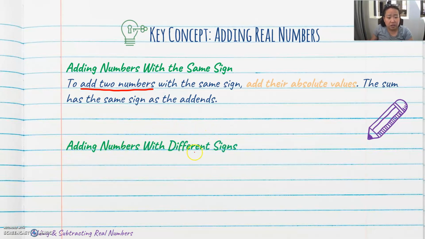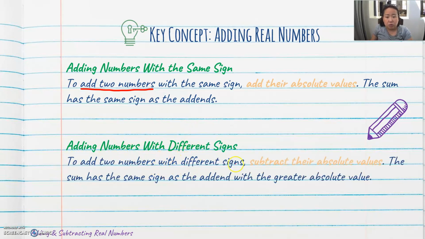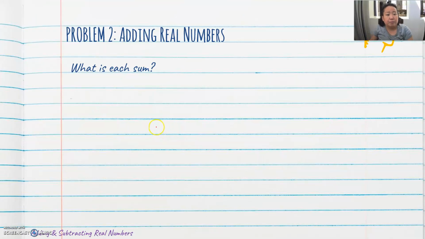But you will notice that when you are adding numbers with different signs, you are technically going to subtract the absolute values. When you subtract the absolute values, the sign of the final answer will follow the sign of the number with the greater absolute value. Okay, so let's have some examples for this.